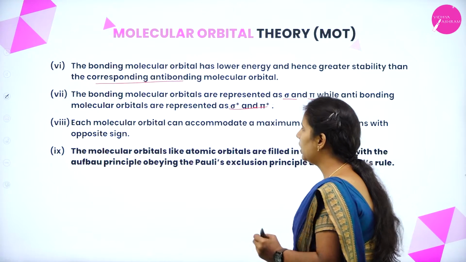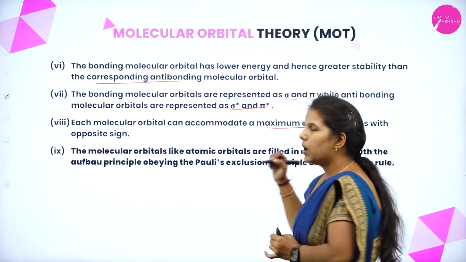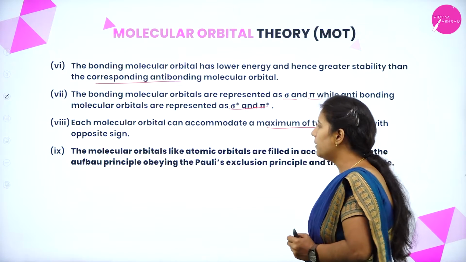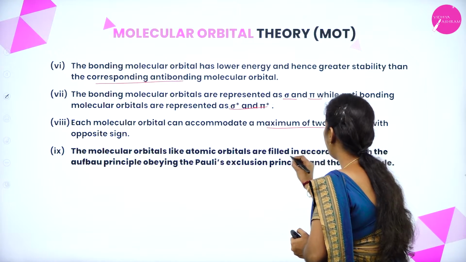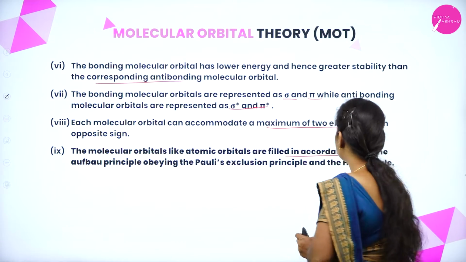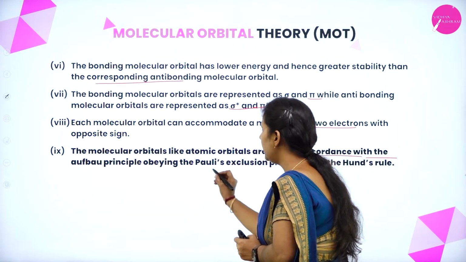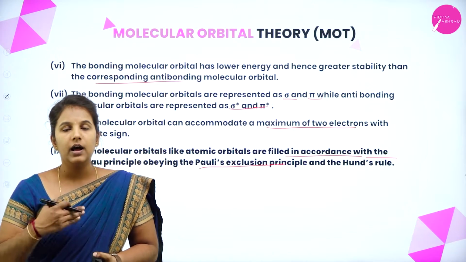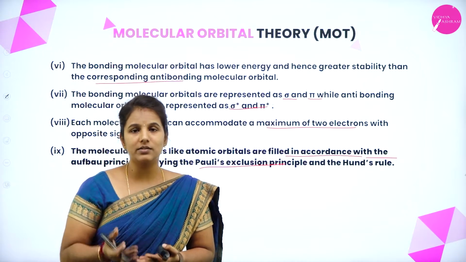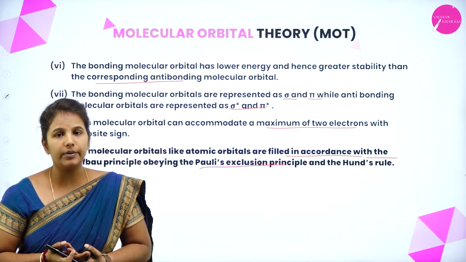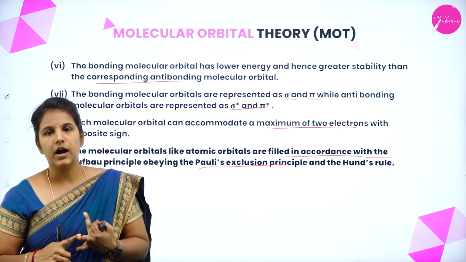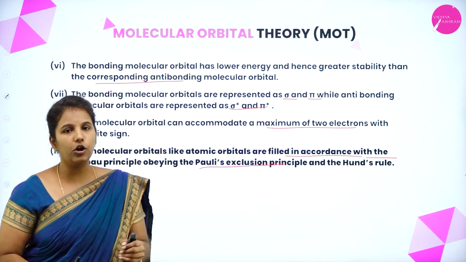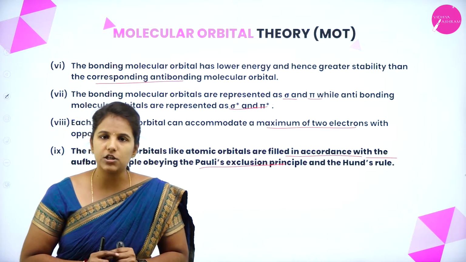Each molecular orbital can accommodate a maximum of how many electrons? 2 electrons. Then, molecular orbitals, like atomic orbitals, are filled according to what? According to Hund's rule, the Aufbau principle and Pauli's exclusion principle. So we have already understood how electrons are filled into each atomic orbital according to the Aufbau principle, Hund's rule as well as Pauli's exclusion principle. Based on this, we fill only 2 electrons into each orbital.